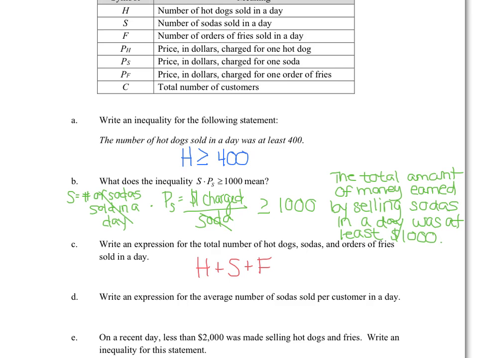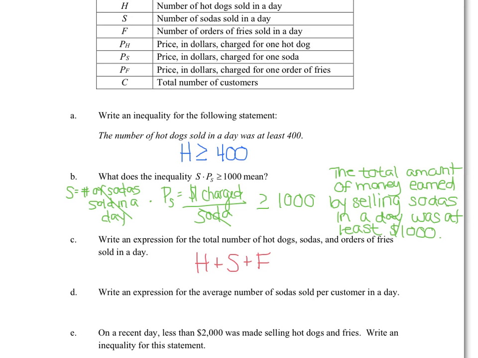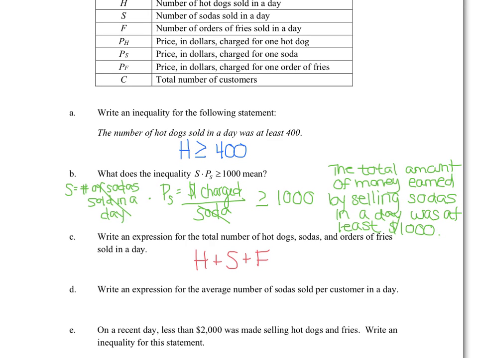Next, they want us to write an expression for the average number of sodas sold per customer in a day. Well, we know that S is the number of sodas sold in a day, and we know that C is the total number of customers. So if we took S divided by C, we'd get the total number of sodas sold divided by the total number of customers, which will give us the average number of sodas sold per customer in a day.